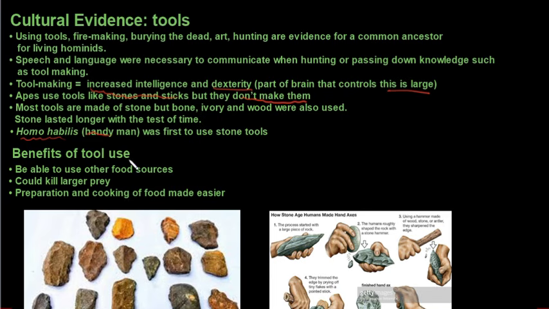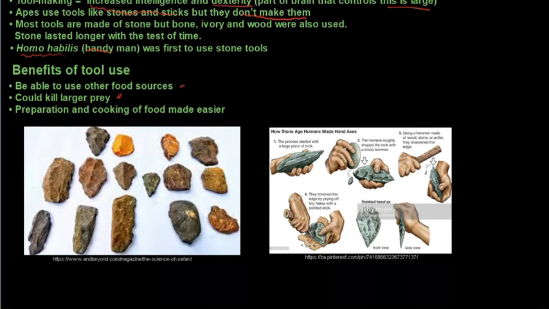Now, what are the benefits of tool use? So firstly, you are able to make use of other food sources. They could kill larger prey, and then the preparation and cooking of food was made much easier. So you get different types of tools, obviously, like you would get in your dad's toolbox now. You would get a hammer, you would get pliers, and all those kinds of things. You would also get different tools that were used for different things back then.